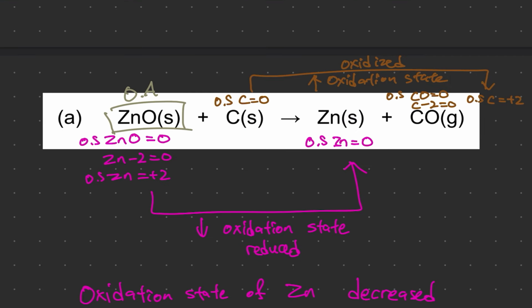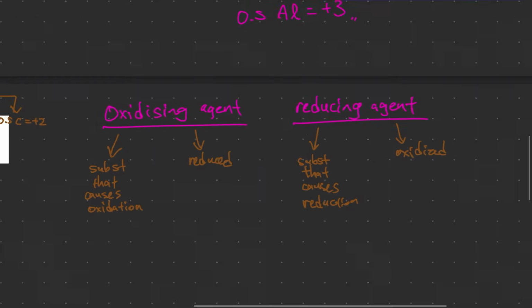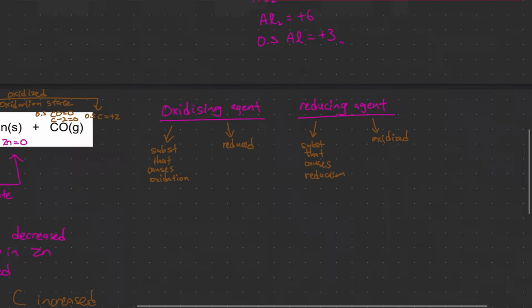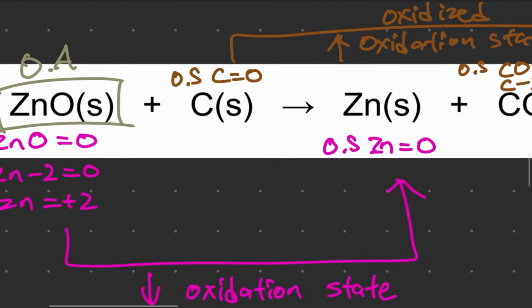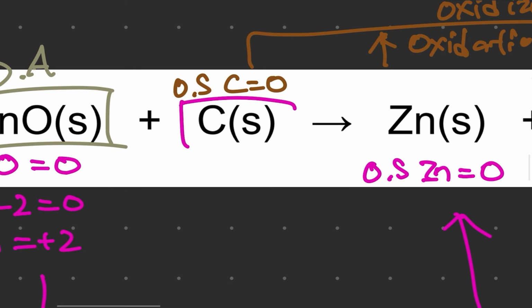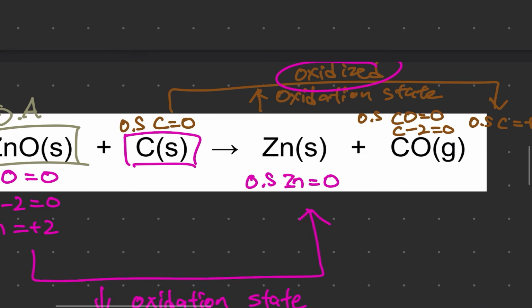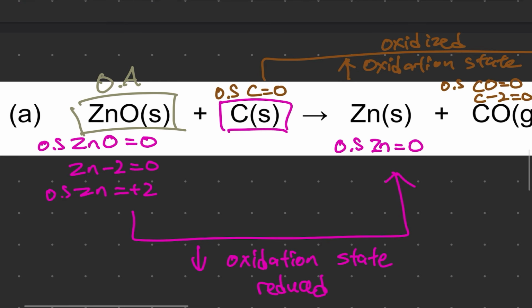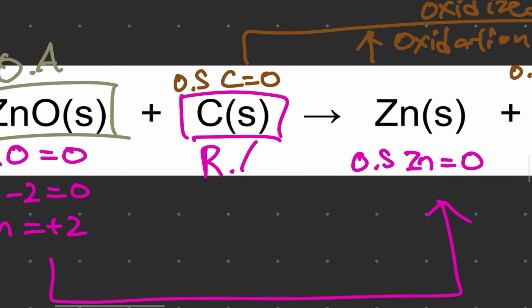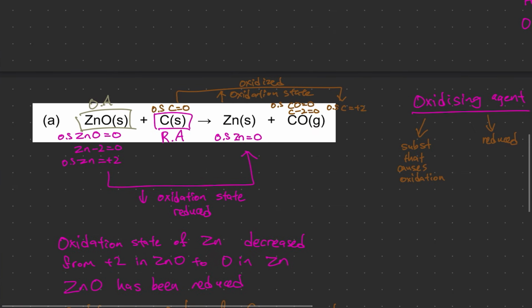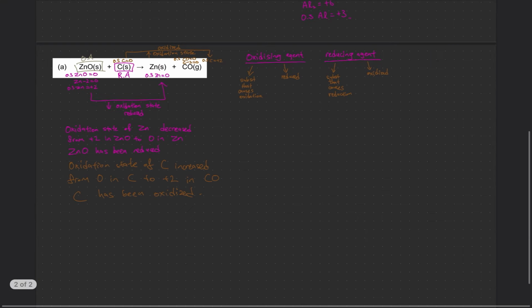We're just going to call it OA, yeah? And we know that the reducing agent is something that causes reduction and it itself gets oxidized. So we see that carbon over here gets oxidized itself, but it causes zinc oxide to get reduced. So therefore, this is our reducing agent. Alright? So yeah, we got that.